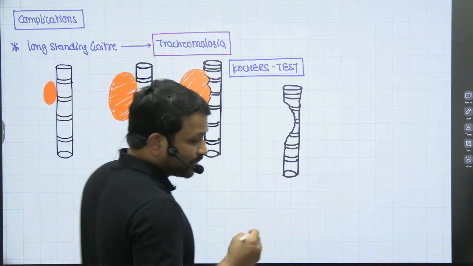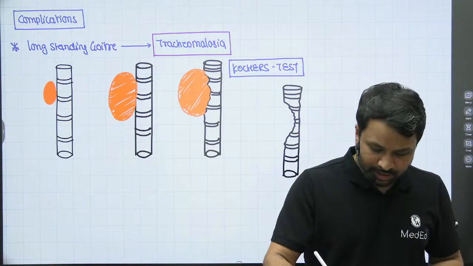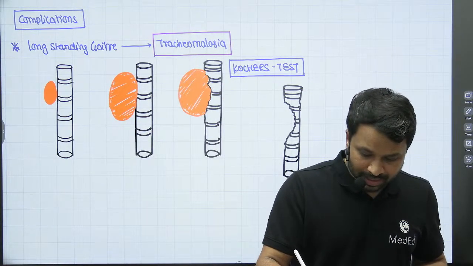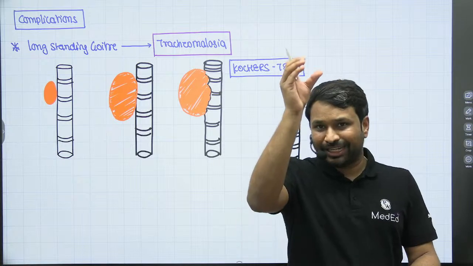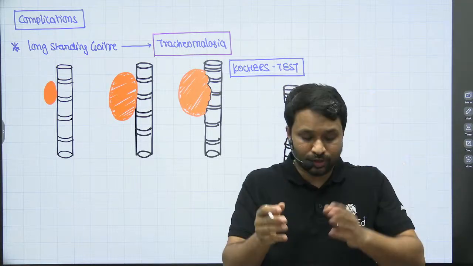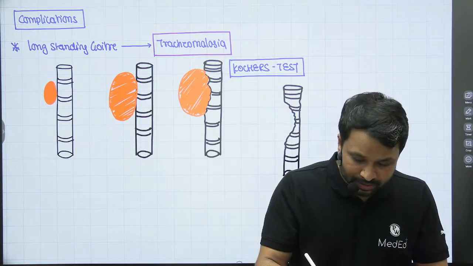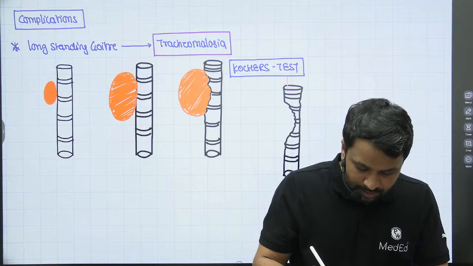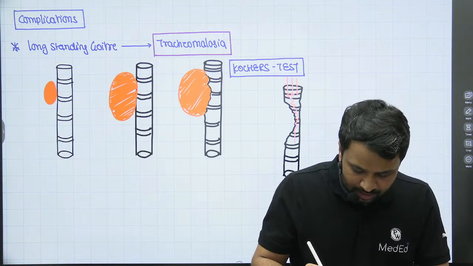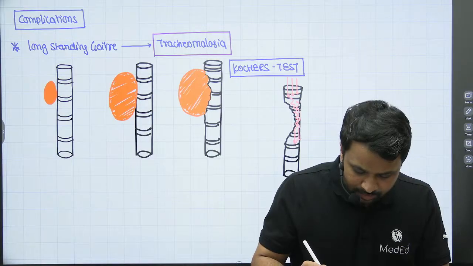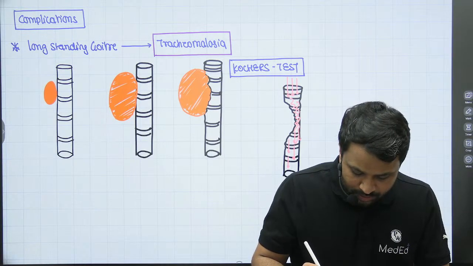And then I'll ask the patient to breathe. I'll ask the patient to take a deep breath. So what is going to happen? As long as the lumen remains uniform, the flow will also remain uniform. But the minute the lumen becomes irregular, you will see the flow of the air will also become irregular. There will be a turbulent flow that is going to form.